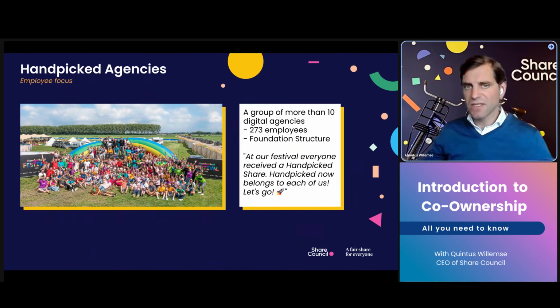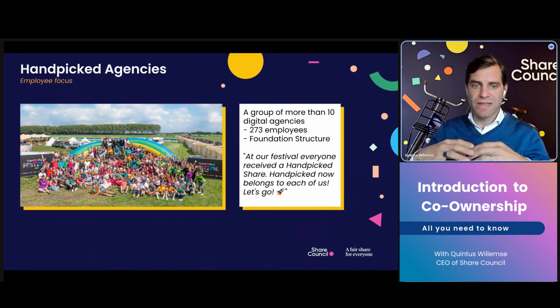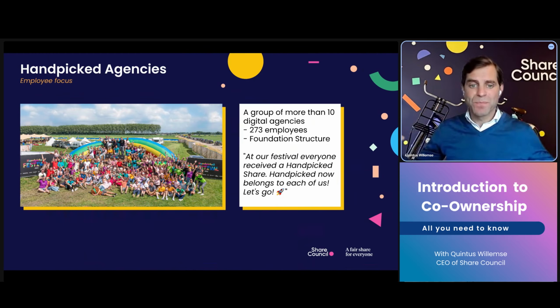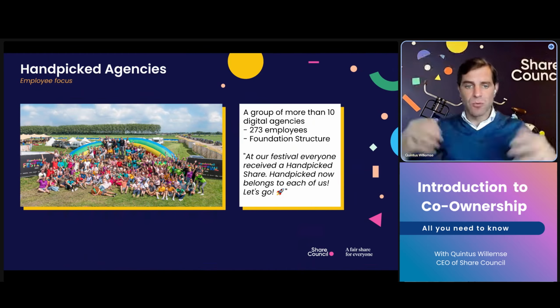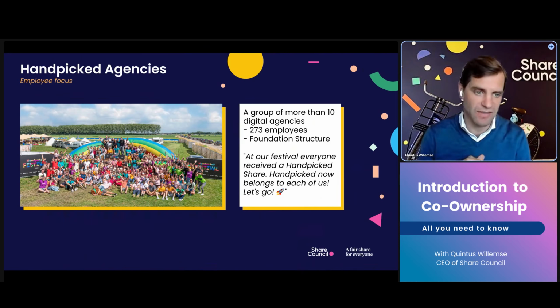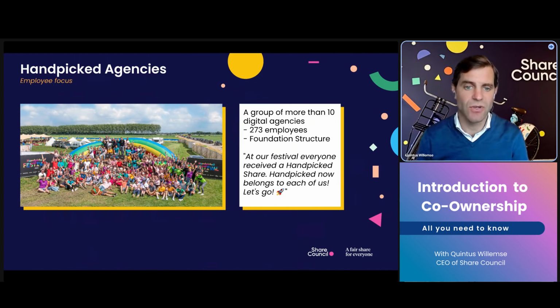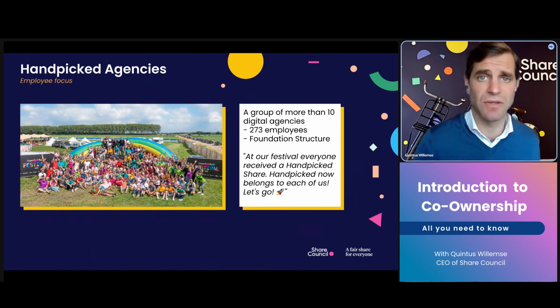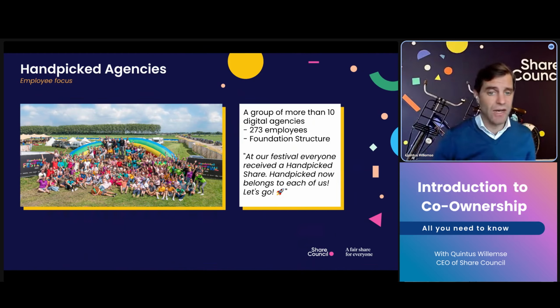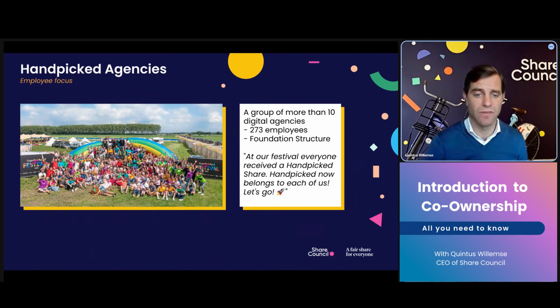Interestingly enough, Handpicked Agencies says, okay, we do want to have the advantage of the fact that we have 273 employees, that we have this bigger organization. And what they decided to do, and they presented this super cool on a festival that they organized, they wanted to make everybody co-owner of the top group of Handpicked Agencies. And on a festival, everybody got a message: you can look now, you co-own Handpicked Agencies. And that is really a community building that you can do. And in that way, you have a community built out of, in this case, little pods throughout the Netherlands.